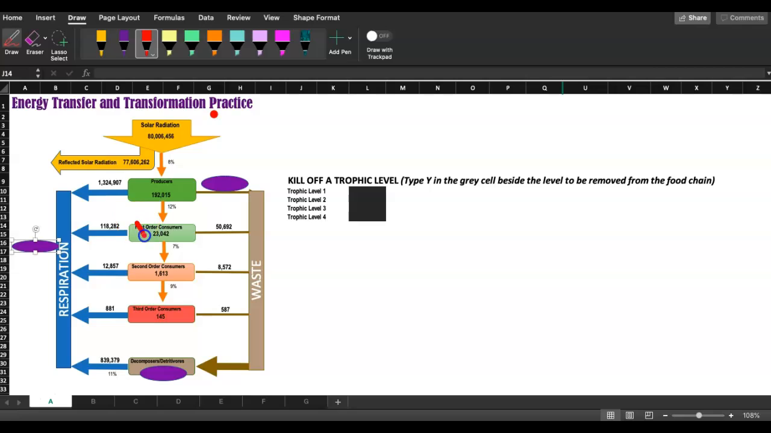Now, we know that the other guys above them are not going to die, but they are going to find an alternate food source. So if something happens to these first order consumers, every bit of energy that they would have had, including respiration and waste, all of that energy is going to get shunted down to the next level. Okay? So if that's the case, how would the numbers change? You have to have a think. I'm just going to zoom in a little bit here.